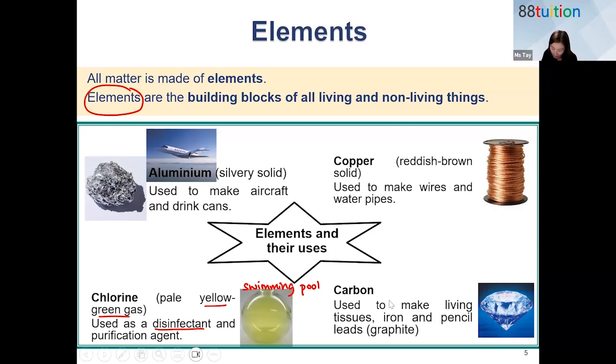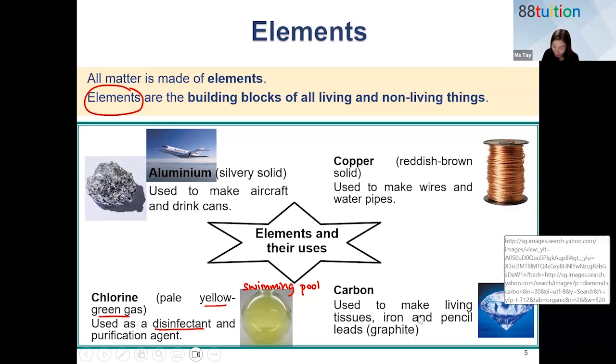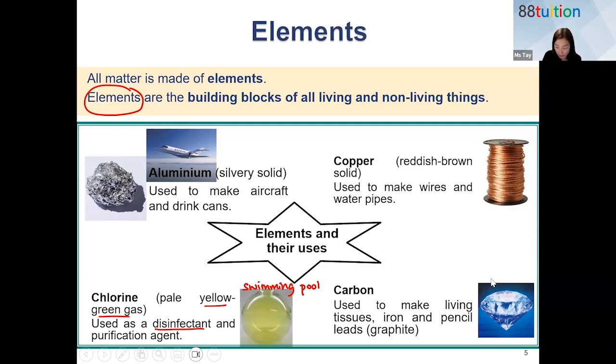Carbon. Now, carbon, very interesting. Not too sure whether you have already learned. I think we have gone through these before. Carbon is found inside iron to make steel. It is found inside your pencil lead. The pencil lead that you write with is actually made of carbon. We call it graphite. Carbon is also found inside coal and charcoal as well.